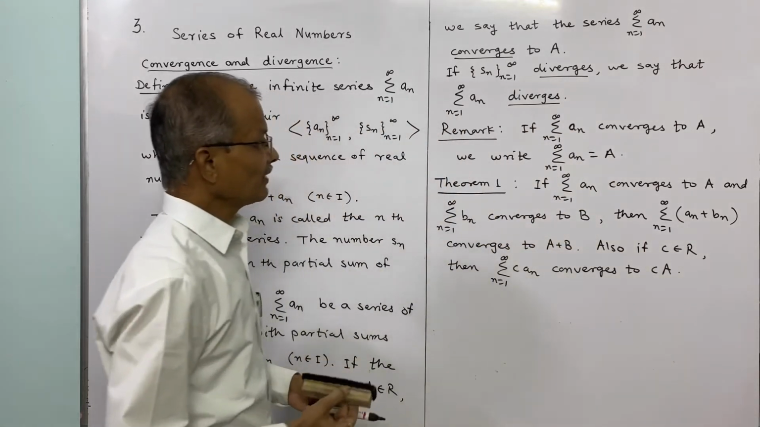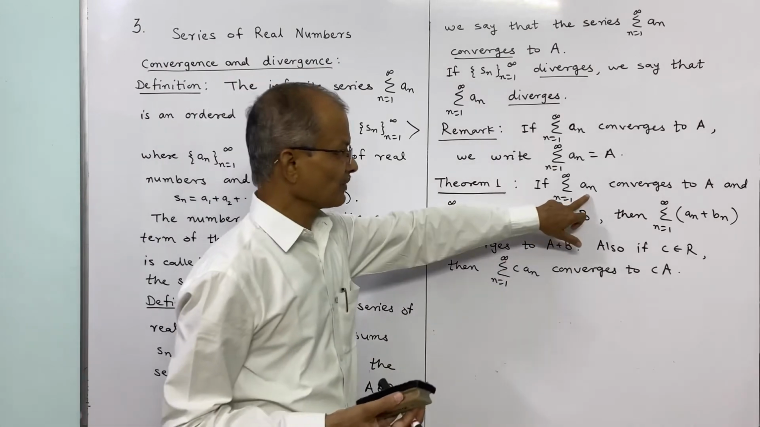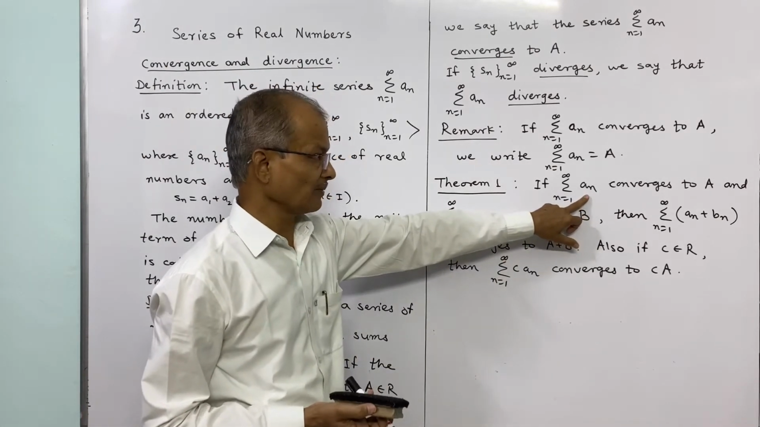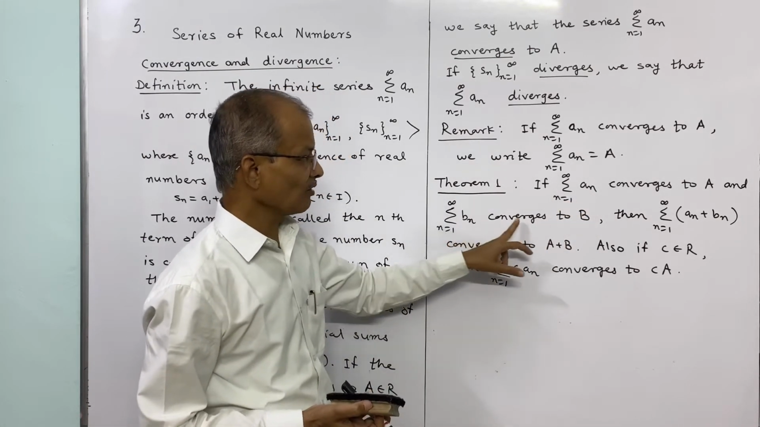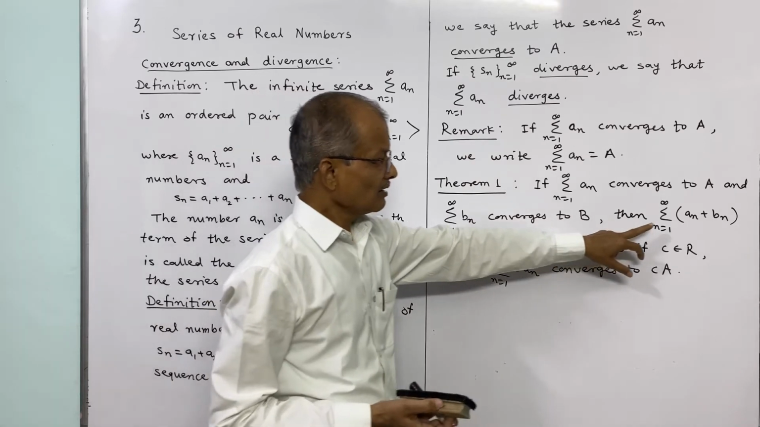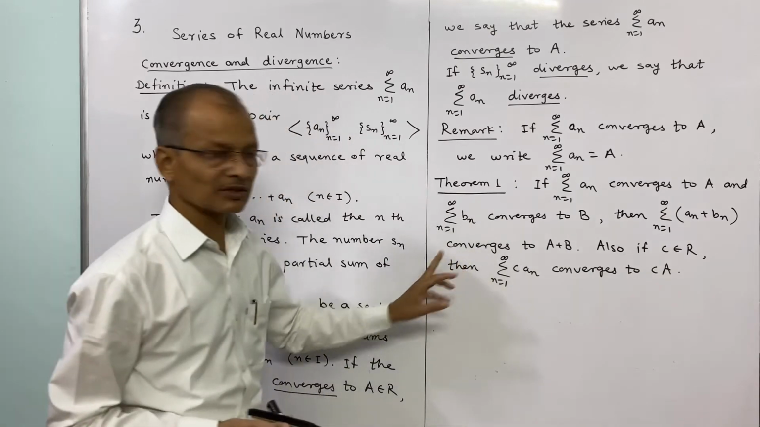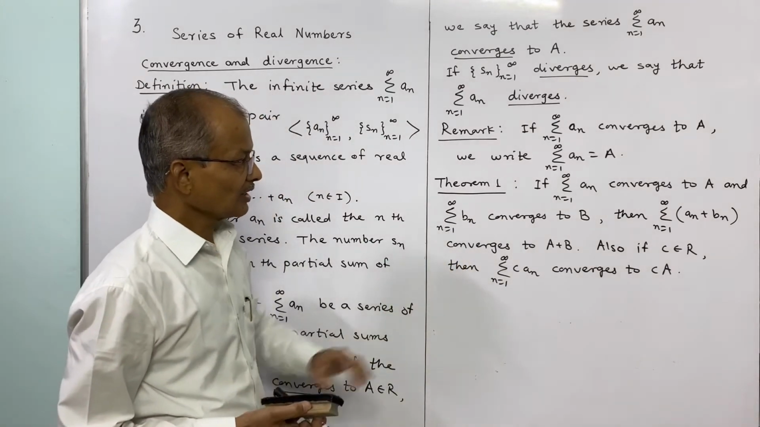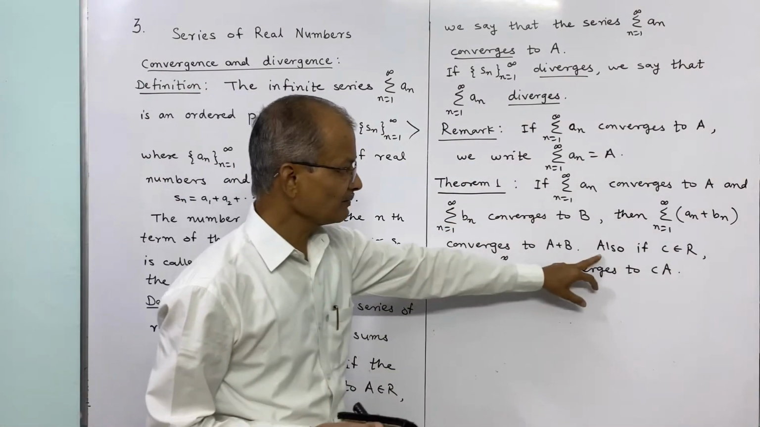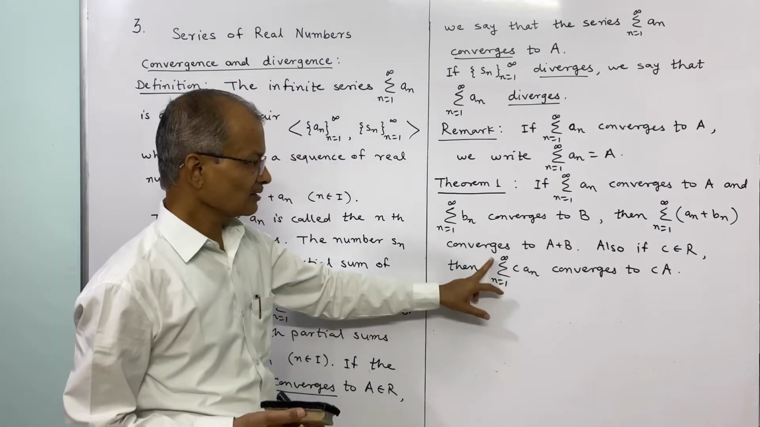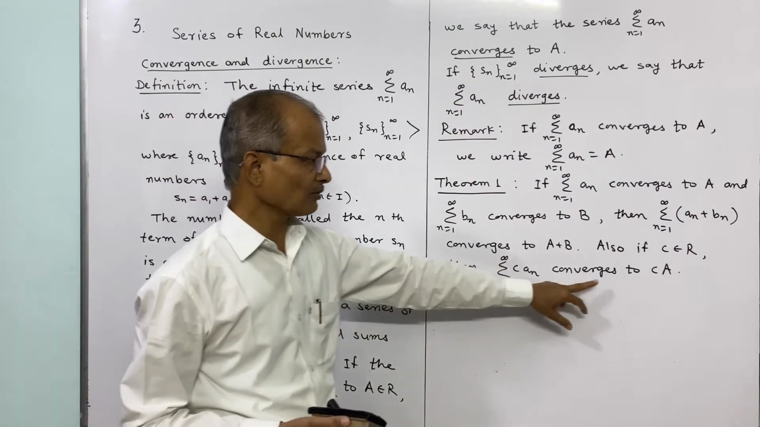see, if summation an or sigma an converges to a and sigma bn converges to b, then sigma an plus bn, n takes values 1 to infinity, converges to a plus b. So that is the first part. And also if c belongs to R, then sigma c into an converges to ca.